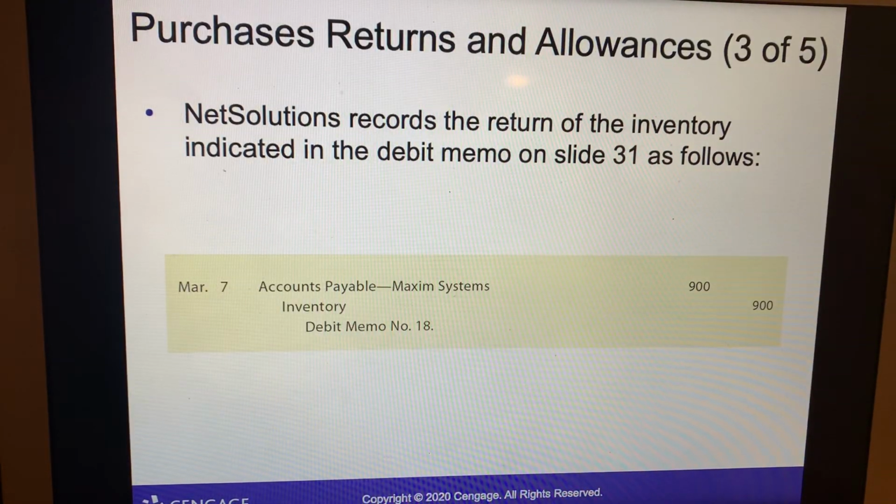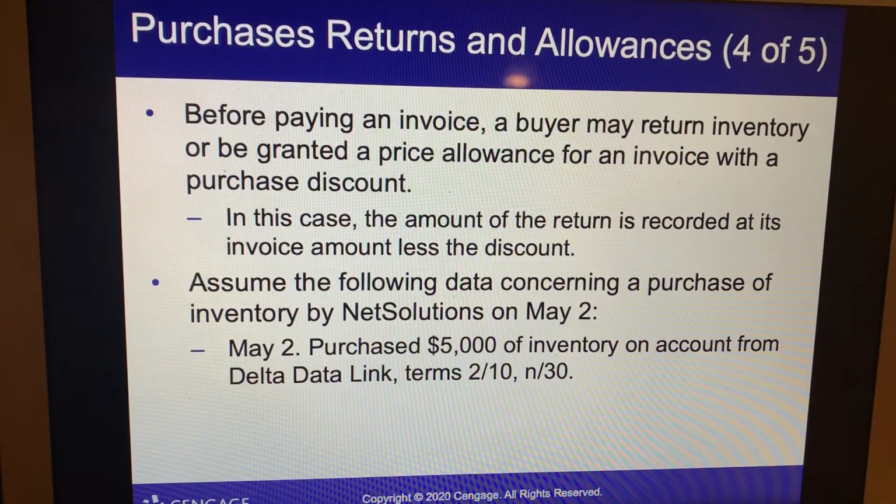All that's happening is we're basically reversing the transaction for that amount. Before paying an invoice, a buyer may return inventory or be granted a price allowance for an invoice within a purchase discount. In this case, the amount of the return is recorded at its invoice amount less the discount. Assume the following data concerning a purchase of inventory by Net Solutions on May 2.